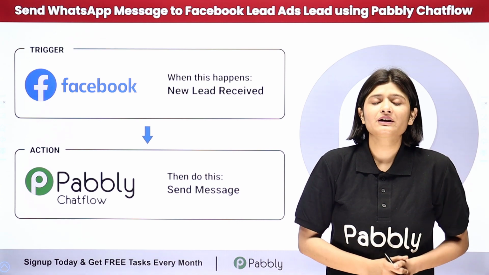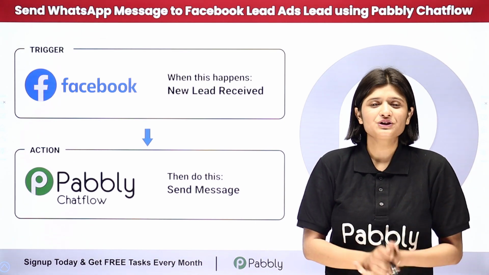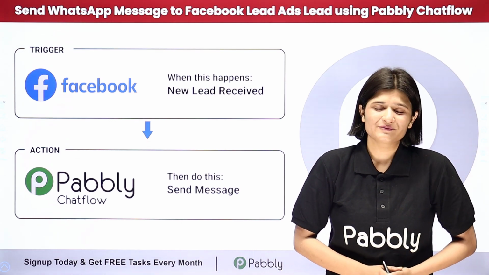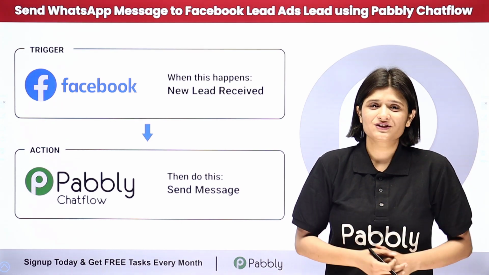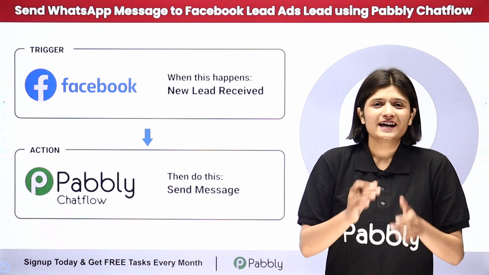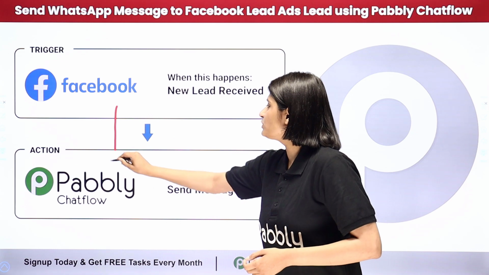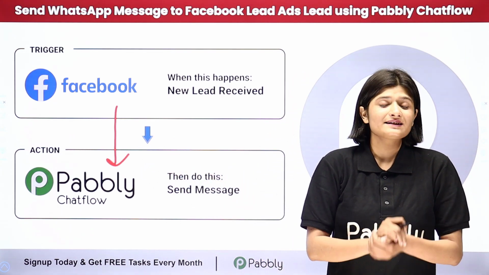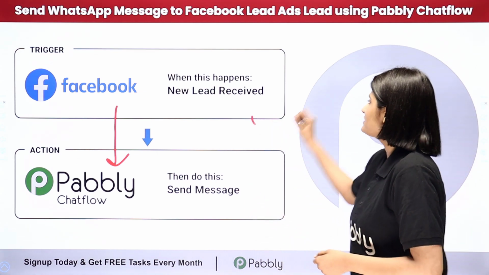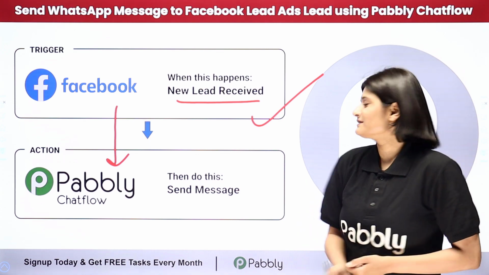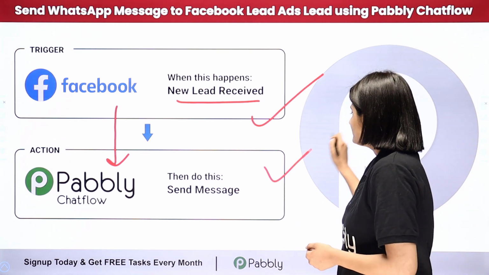Doing this manually will be a very time consuming task, so I am going to completely automate this process, and to do this automation, I am going to use Pabbly Connect. Pabbly Connect is an amazing automation and integration software which requires no coding or programming skills. Here I just need to build a connection between Facebook lead ads and Pabbly Chatflow. With the help of Pabbly Connect, I am going to build this connection in such a way that whenever I receive a new lead in my Facebook lead ads, a WhatsApp message will be automatically sent to that lead with the help of Pabbly Chatflow.